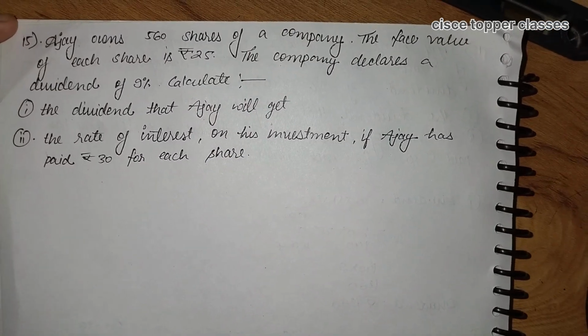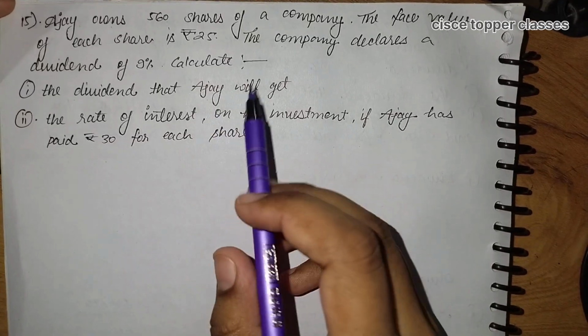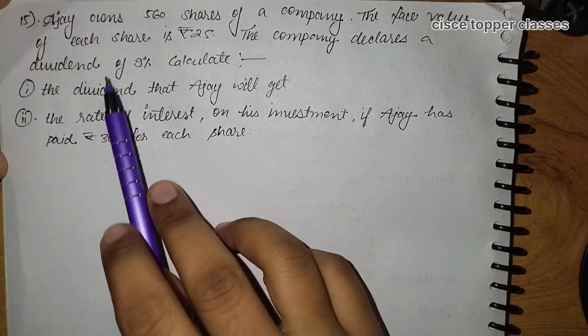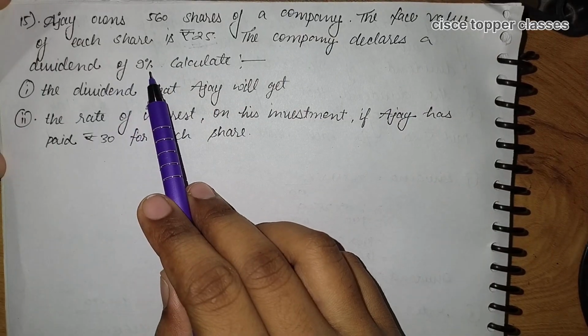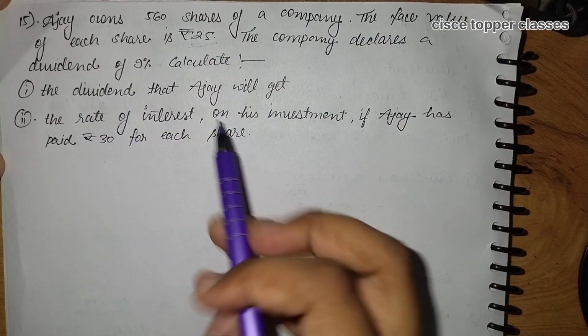Now let us solve question number 15. Ajay owns 560 shares of a company. The face value of each share is rupees 25. The company declares a dividend of 9%. Then calculate the dividend that Ajay will get.